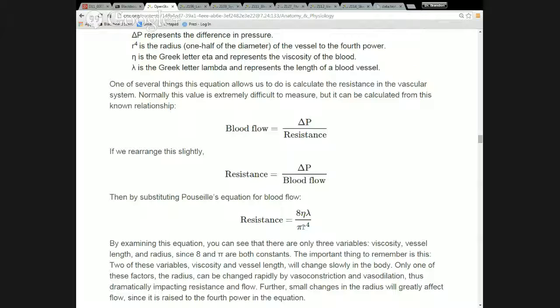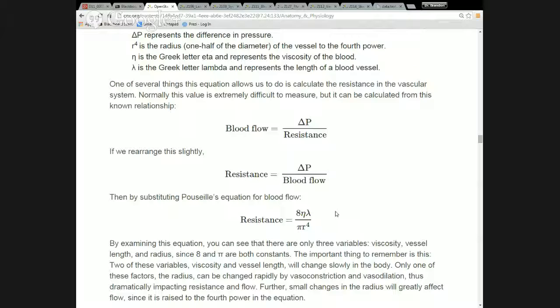It's in the denominator of this ratio, which means that as the radius or diameter of the blood vessel goes up, resistance goes down. Okay, which is really to say, well, the opposite of that, as diameter goes down, resistance goes up. Which, as far as we're concerned, what that means is when we constrict blood vessels, that's going to increase resistance and therefore lessen blood flow through the system.